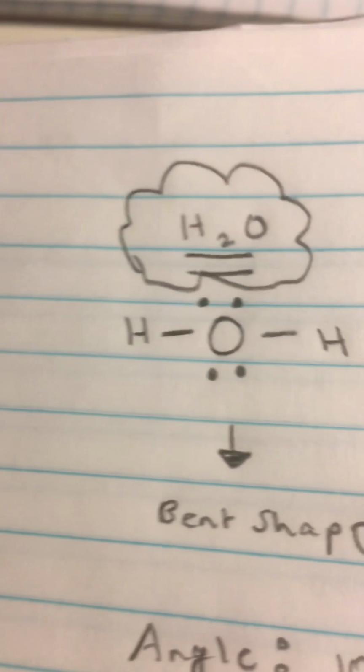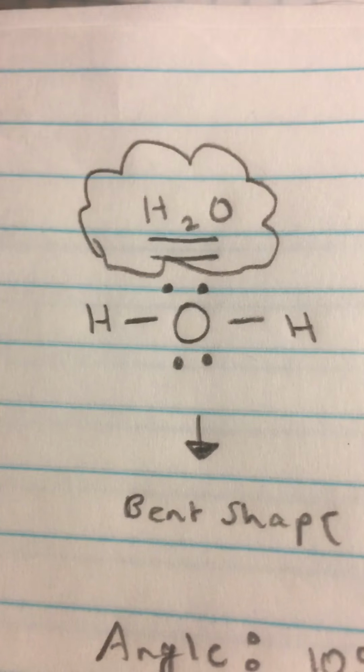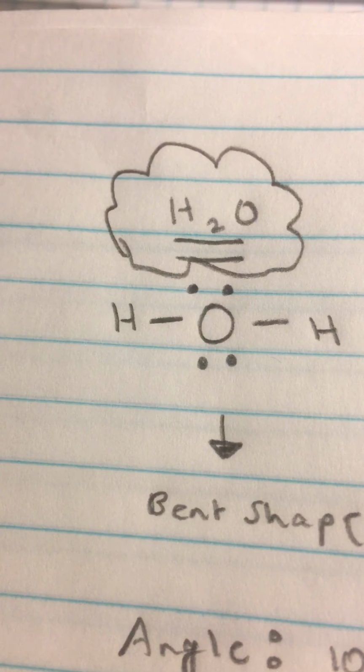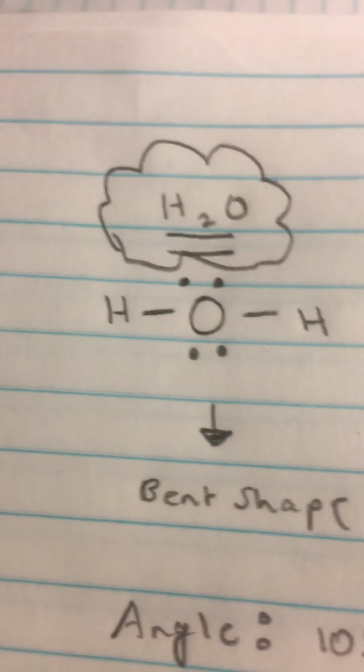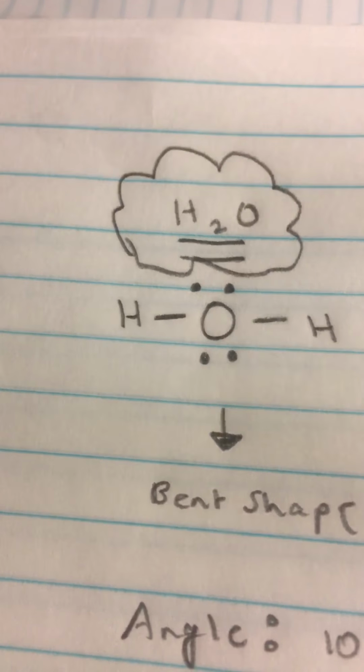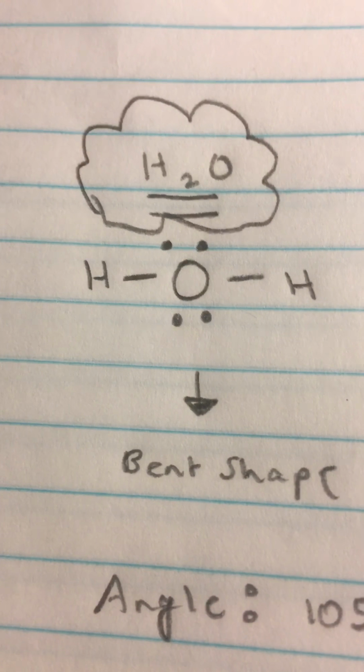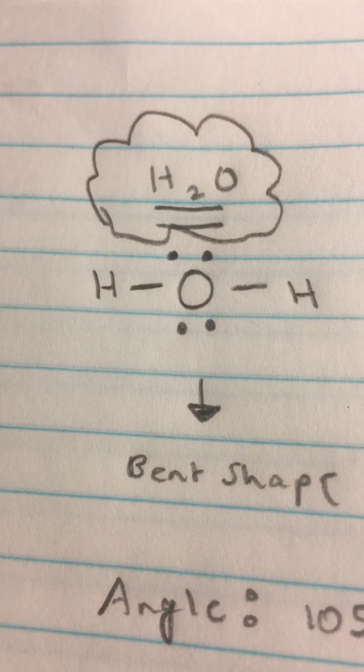So pretty much what you have is two hydrogens on each side. The hydrogens can only have two electrons, so they only have one bond each. And then the oxygen has two lone pairs on top of it. So there's two bonding pairs and then two lone pairs. And that results in a very bent shape.